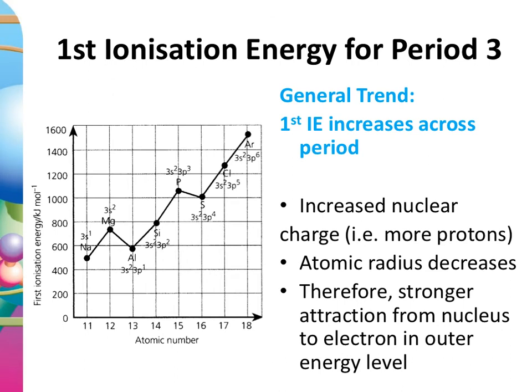So again, we focus on the factors that would lead to an increase in ionization energy. And clearly, as we go across a period, we have an increasing nuclear charge. So we have an increase in protons. We have the same number of shells, but if you recall the pattern a few slides ago, the atomic radius decreased across the period. So overall, we're getting an increased interaction between the nucleus and the electron in the outermost energy level.